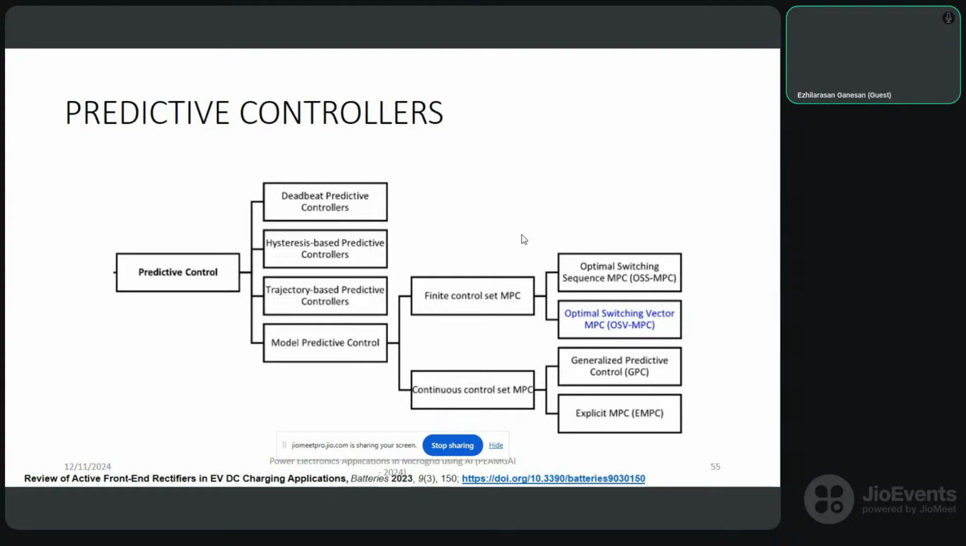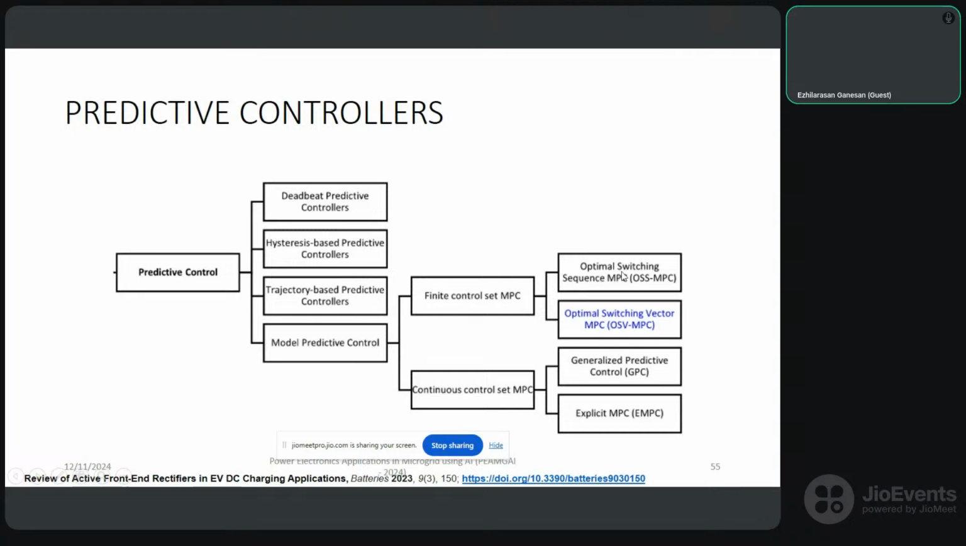Then we have predictive controllers. Hope you know what predictive control is. So, the deadbeat predictive controller, hysteresis based predictive controller, trajectory, model predictive control, then finite control set MPC, then continuous control set MPC, right? So this you know, right?